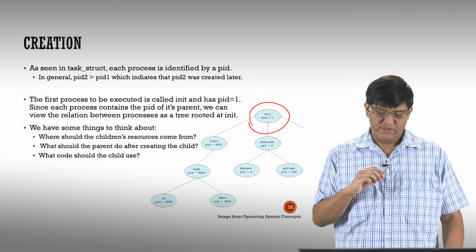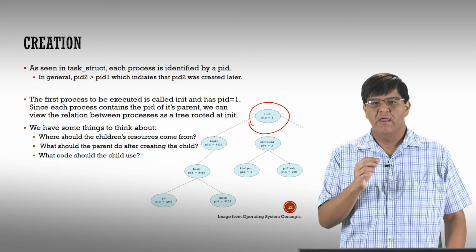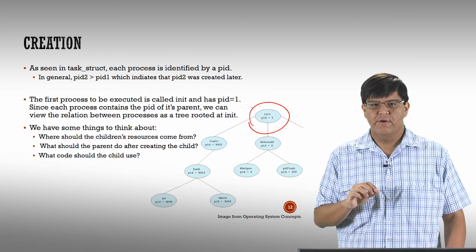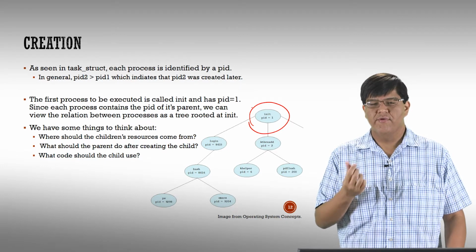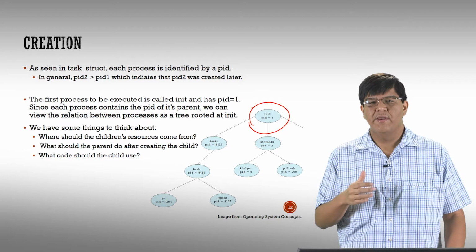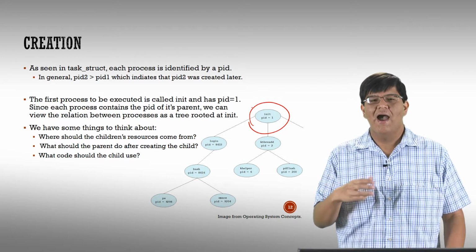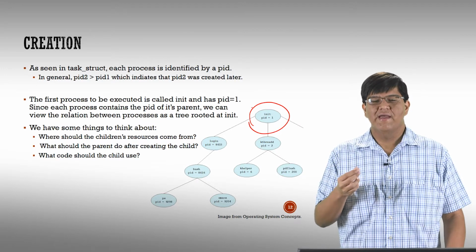All right, third question. What code should the child use? And let me be a little more specific there. In each of these processes that are shown, each of these circles, there is some program that's running. If there's a program that's running, there needs to be some sort of program code associated with it. I mean, what are the actual instructions that need to be executed for this thing to work? I need to know that. So where does that stuff come from?